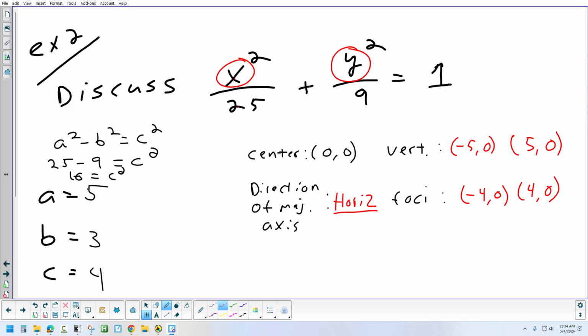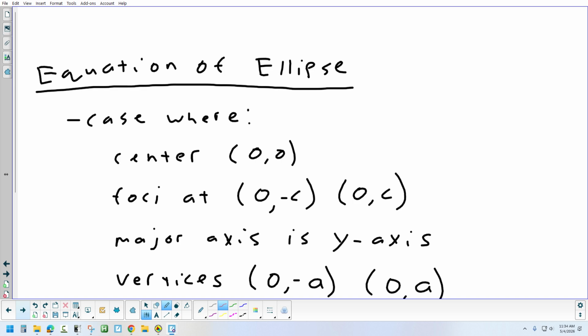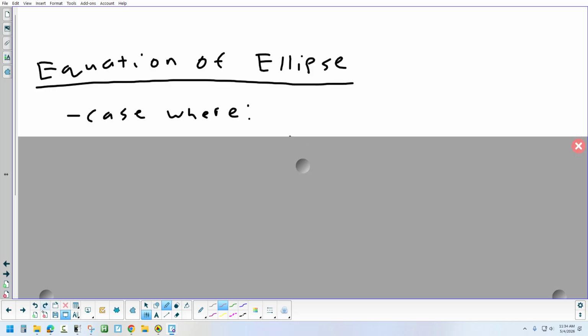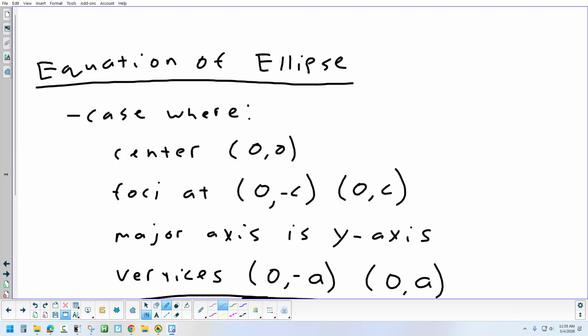Okay. Any questions on that one? All right. So let's look at the equation of an ellipse that now is vertical. So A and C are still going to mean the same thing. A is how many units the vertex is from the center. C is how many units the foci are from the center. But instead of being left and right, everything now is above and below.